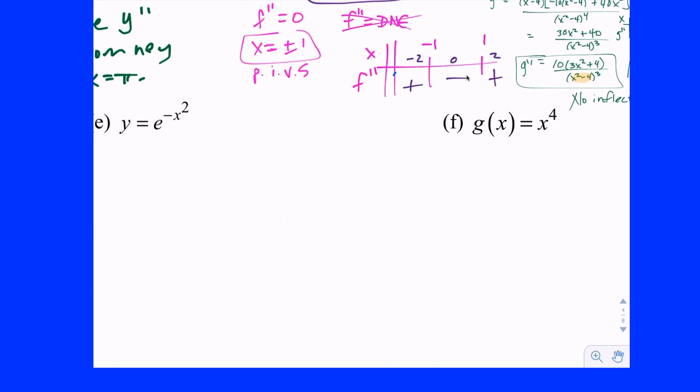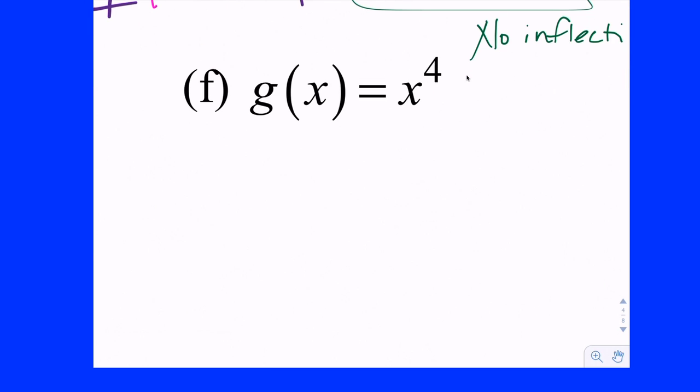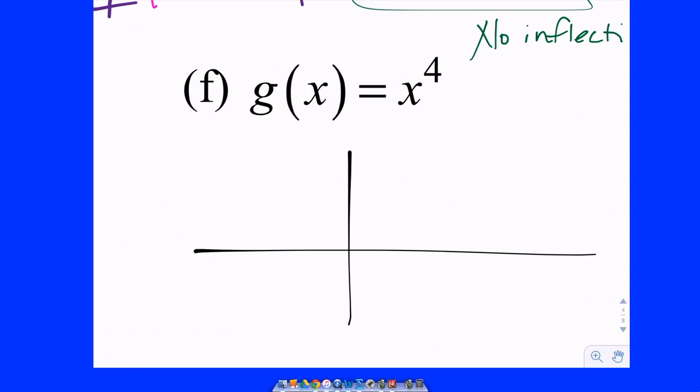All right, so x to the fourth. This is one where maybe we could easily do some calculus, but maybe we know what the graph looks like. Anyone know what the graph looks like? Yep, like that, just like that. It looks a lot like x squared. Very good. This would be -1.